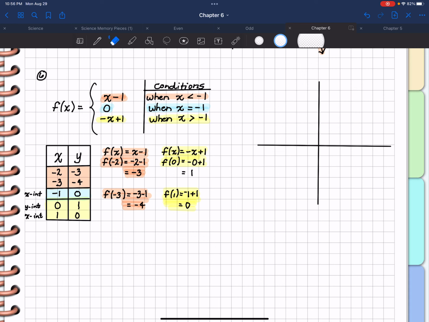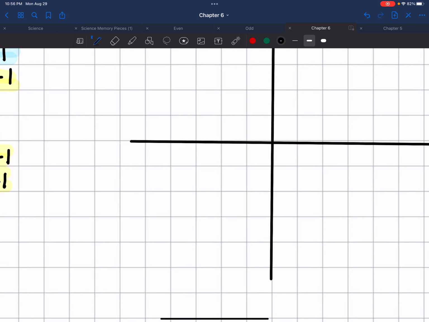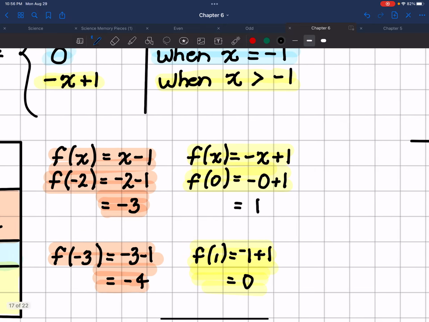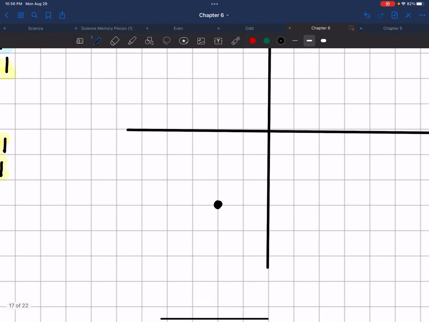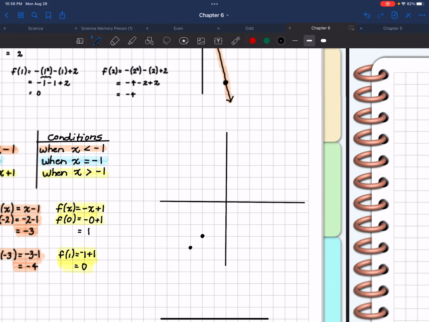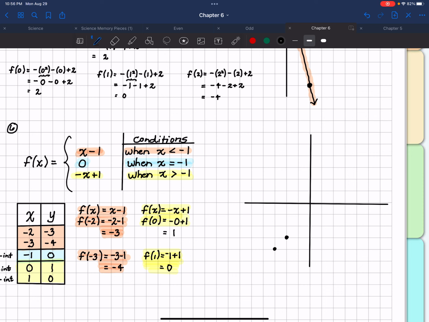And we have the first one is -2, -3. So back 2 and down 3. And then I had -3, -4, back 3, down 4. And the condition on this one is that x is less than -1. So I want to stair-step my way to the point where x is -1.